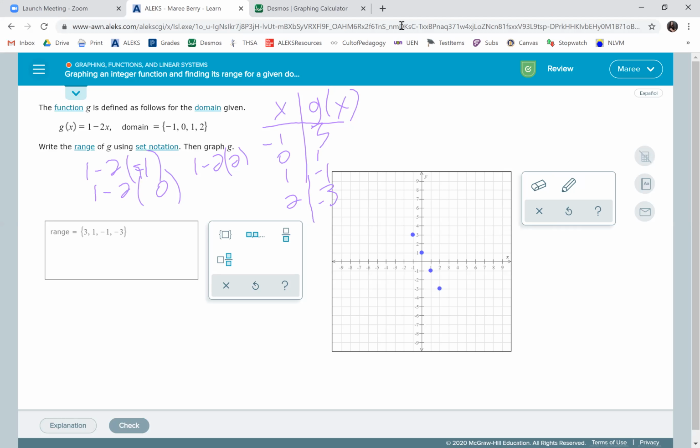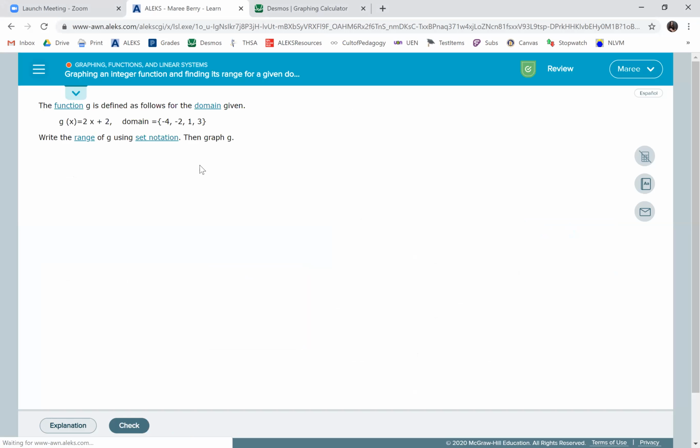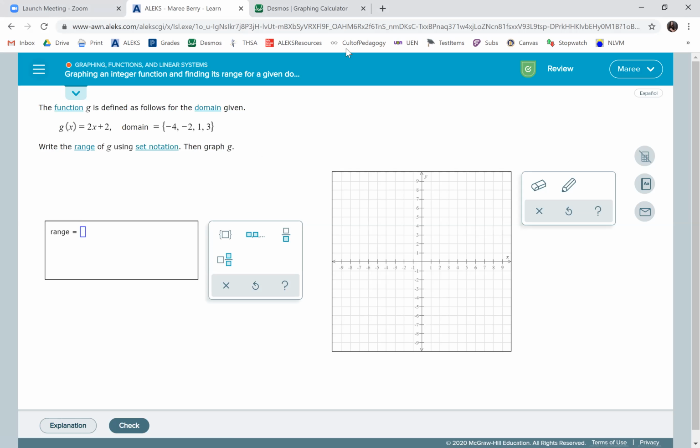So we're going to do another one. Again, we're going to want to plug in each value. I think making the table really helps, so let's try that. We have x and, oh, they called it g of x again. Good. So here are our x's: -4, -2, 1, and 3. We're going to start by plugging in -4 for x. We have 2 times -4 is -8, plus 2 is -6.